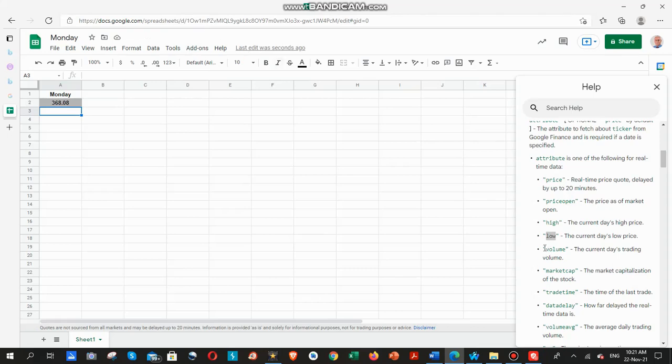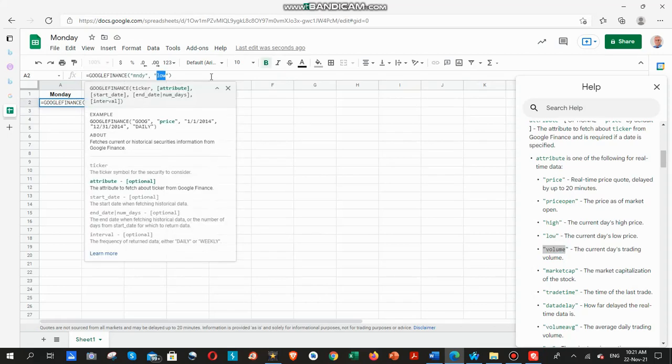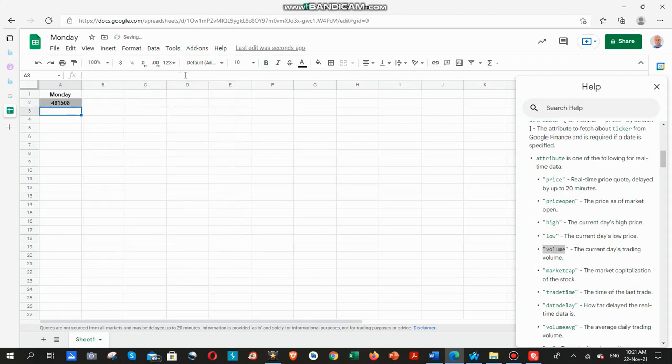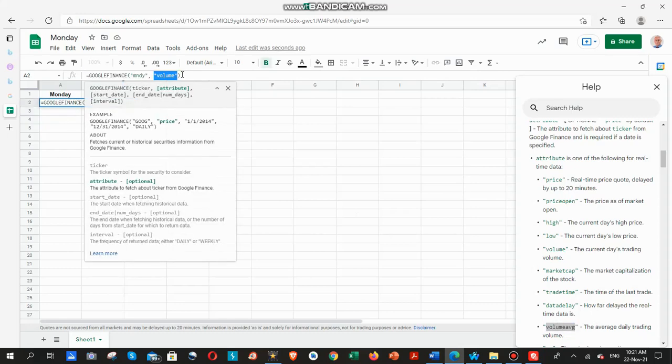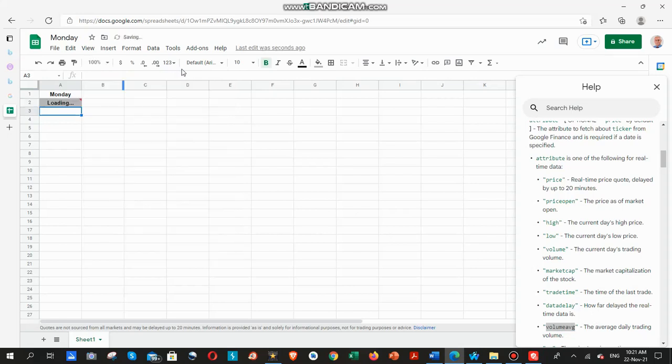We can also compare today's trading volume by writing volume here, and we get 481,000 shares traded today compared to average volume. So let's put that in. Volume AVG, 408, nearly 409,000, just a little below the 418,000 we saw a few minutes ago.